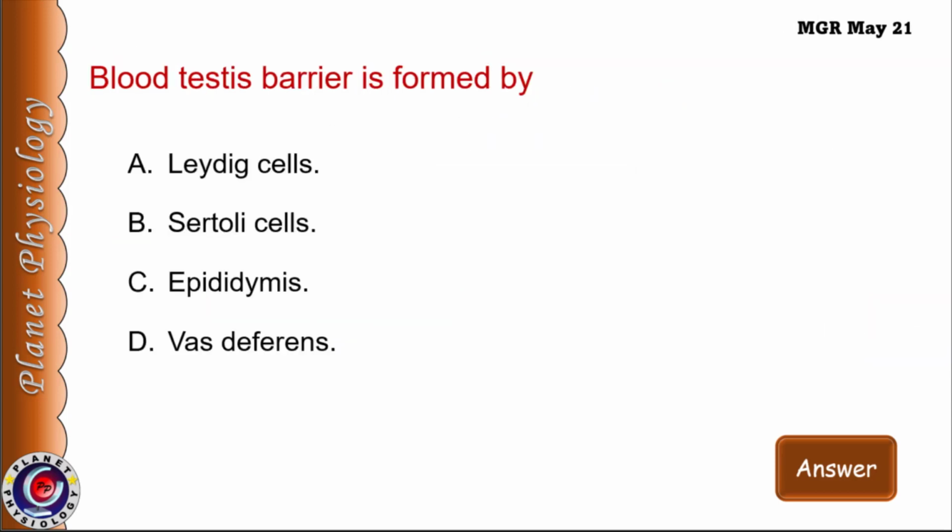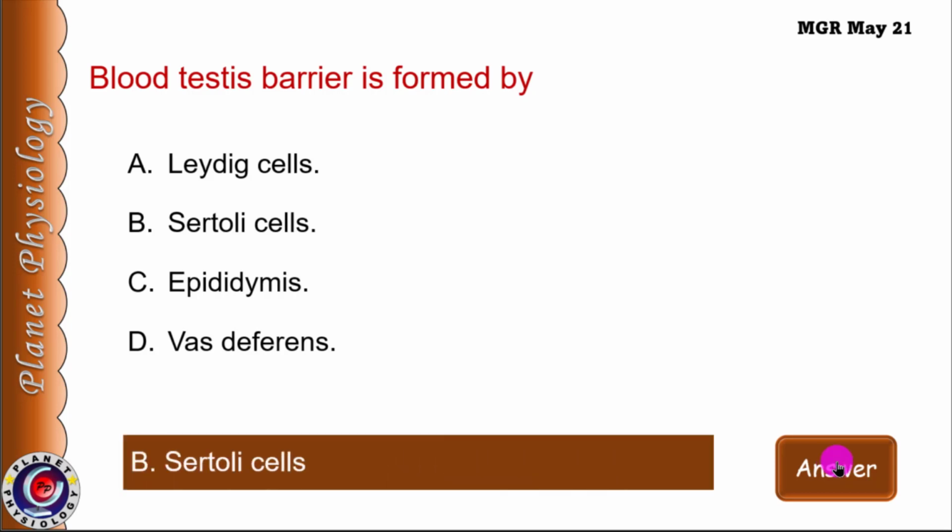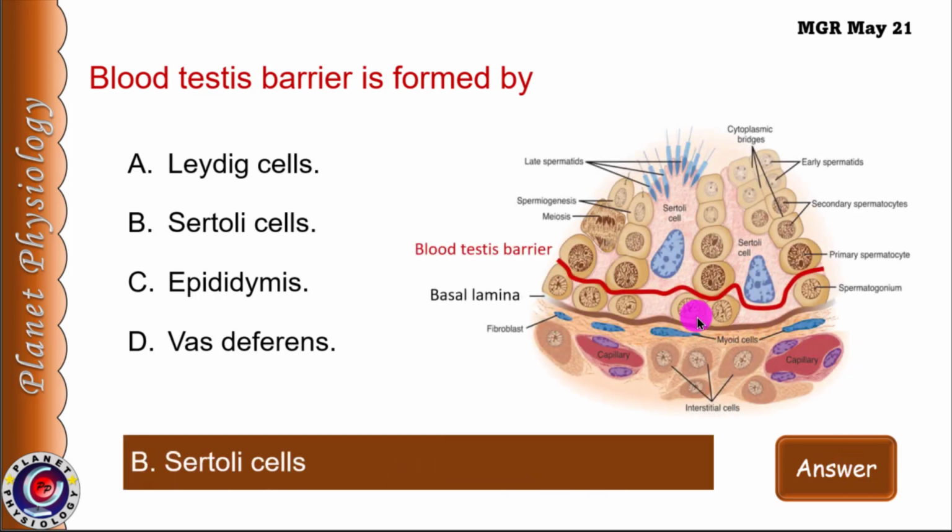Another very simple question related to male reproductive system. Blood testis barrier is formed by A. Leydig cells, B. Sertoli cells, C. Epididymis, and D. Vas deferens. Yes, the correct answer is Sertoli cells. Blood testis barrier is formed by tight junctions between the Sertoli cells as indicated by the red color in this picture.